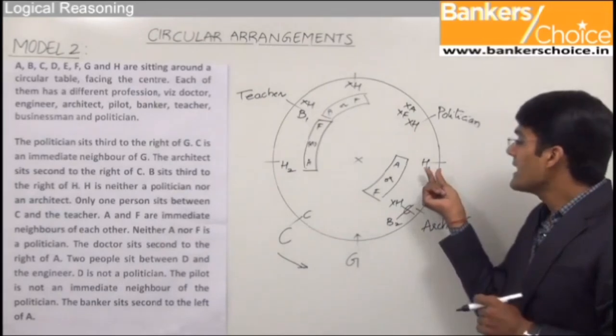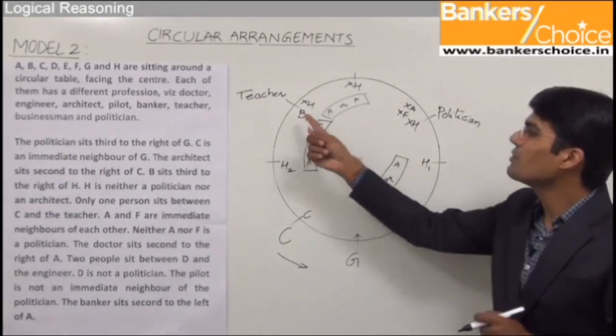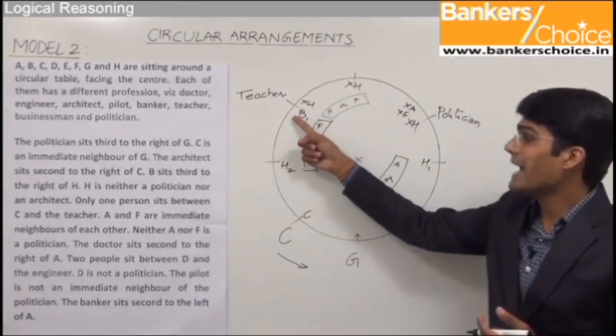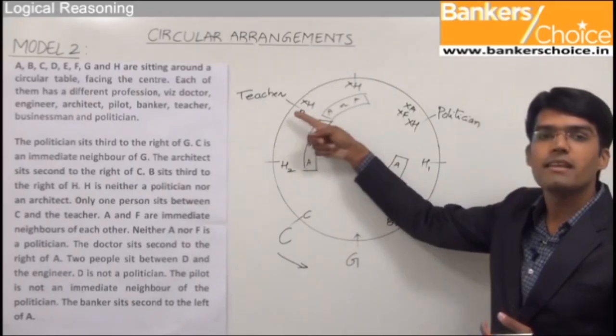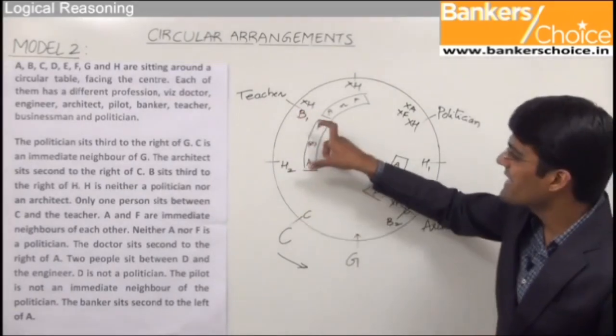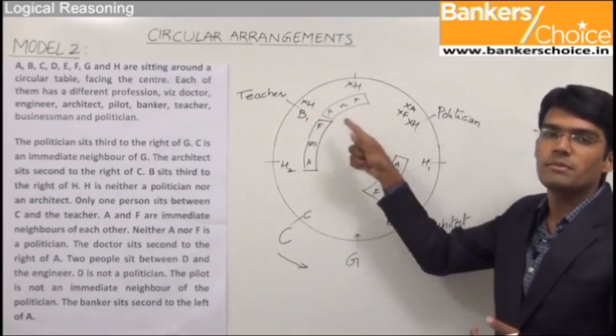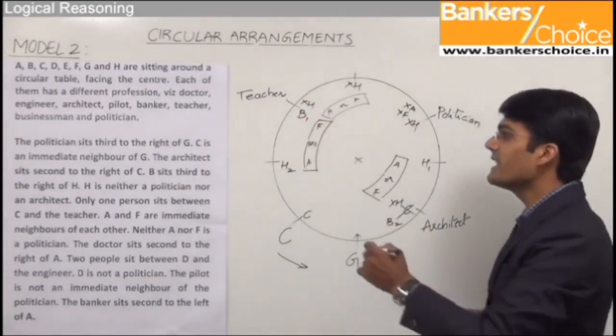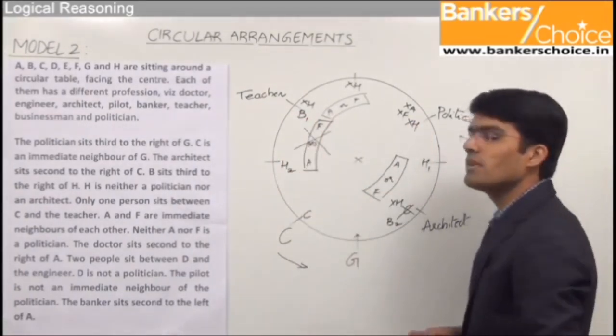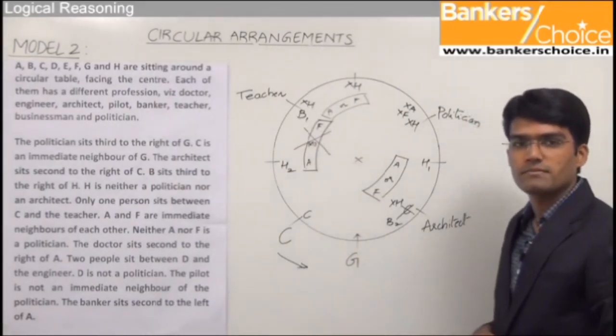And as we know that if H sits here, B should be sitting in this place. But again, that place is already occupied by either A or F. So if we fix A and F in these two positions, the person B cannot be arranged in any position on the table. So we can say that this is not the possible combination of A and F.